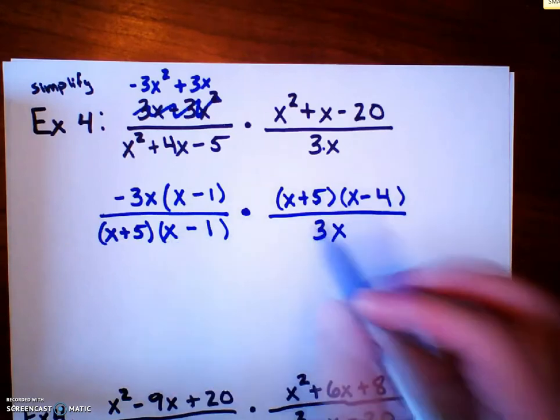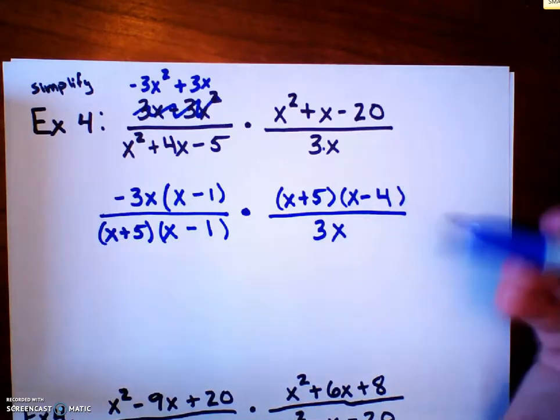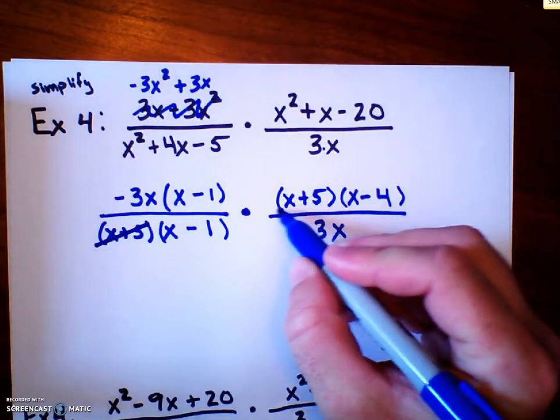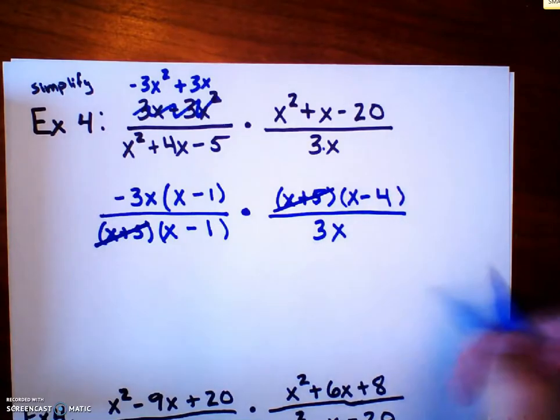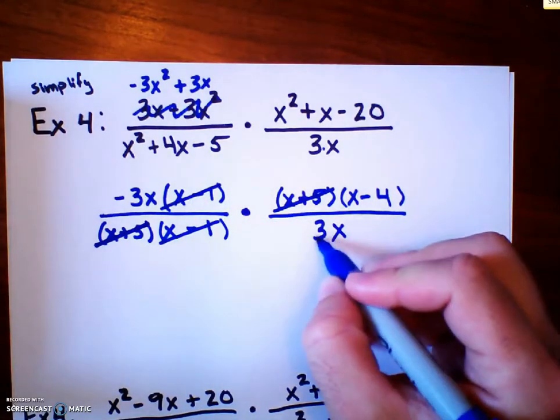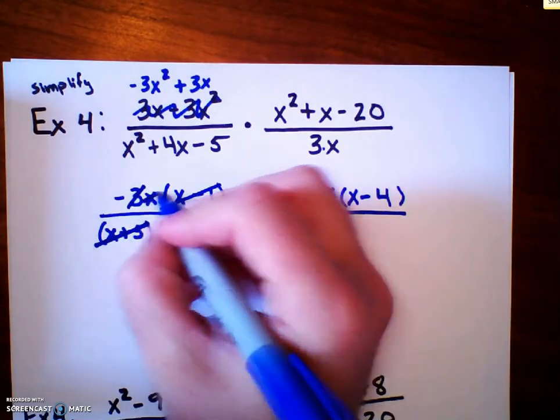Look for things in common. They have to be on different levels of the fraction. Okay, so if you notice, this x plus 5, even though it's a part of a different fraction, it's on the denominator, that's on the numerator, they can cancel. These x minus 1s can cancel. This 3 and that 3 can cancel. This x and that x can cancel.